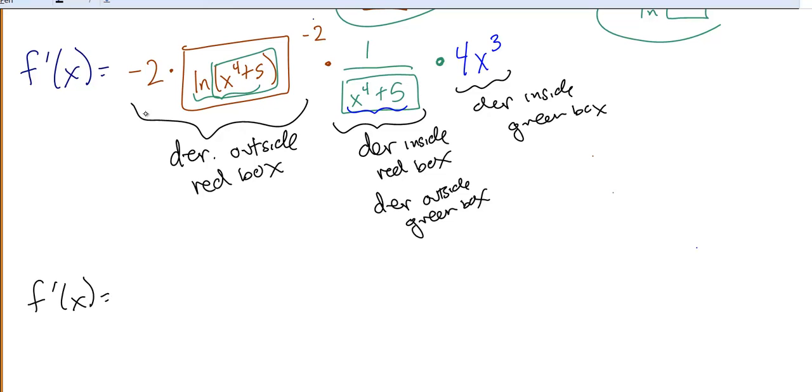And we can simplify, so negative 2 times 4 is going to be negative 8. We have this 4x cubed, oh, just x cubed now. And this is all over the natural log of x to the 4th plus 5 squared. And we also have on the bottom x to the 4th plus 5.